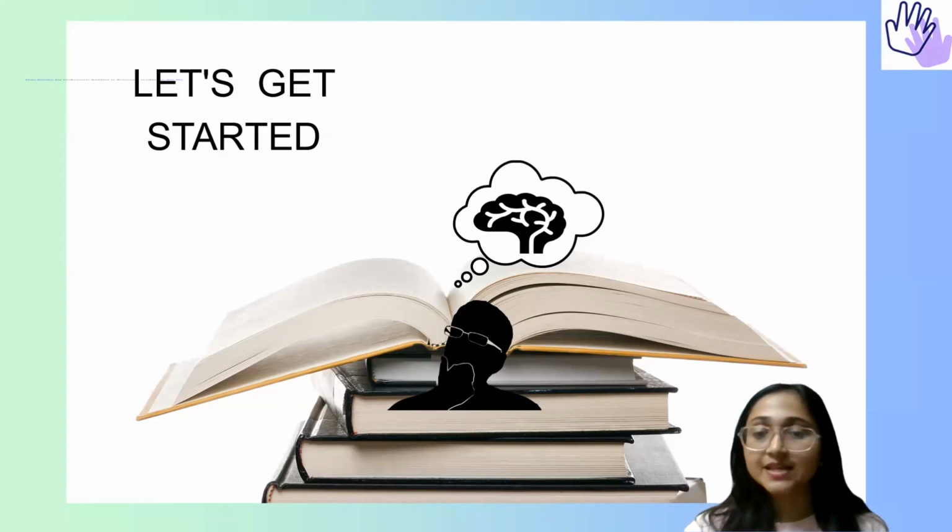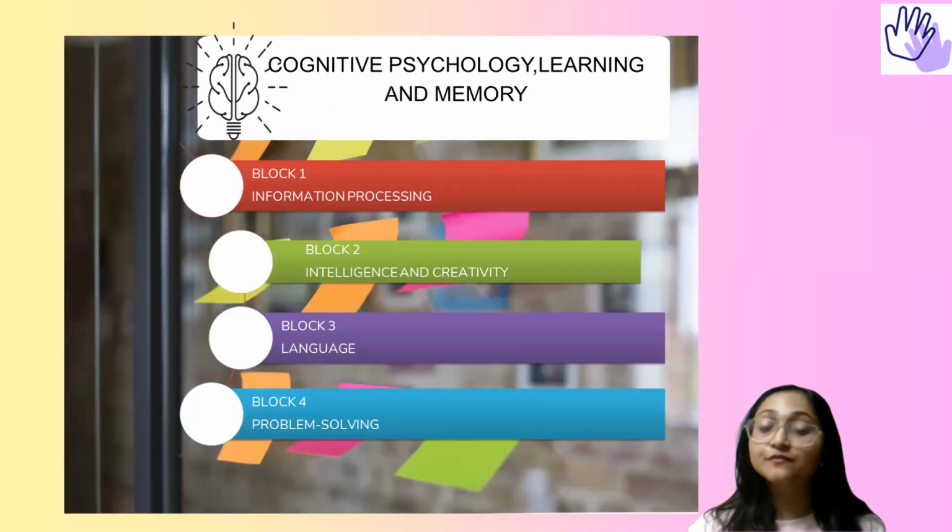This is an introductory session wherein we'll be talking about different blocks and units that this paper contains. So let's get started. This paper has 4 different blocks. Block 1 is information processing. Block 2 is intelligence and creativity. Block 3 is language, and block 4 is problem solving. Now let us talk about what each block contains.